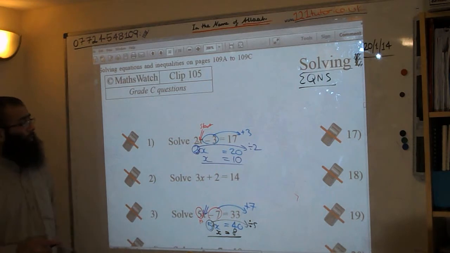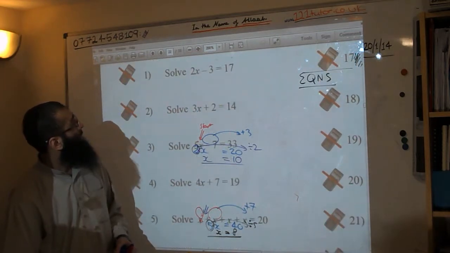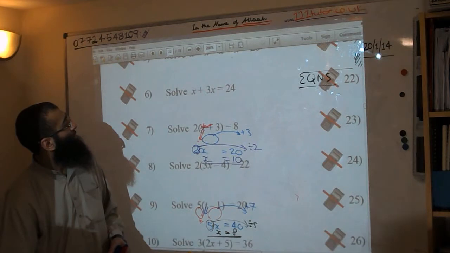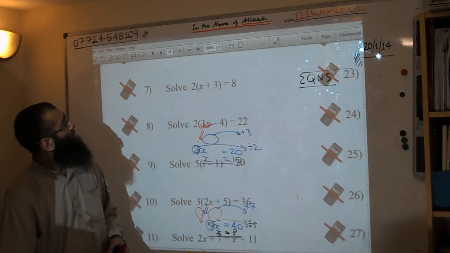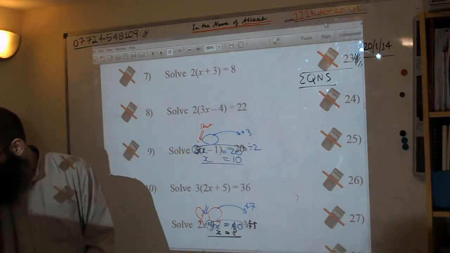That's the first two-step linear ones, and these ones which I missed out are the same. So I'm just going to move the page up a bit. You're going to have to throw out some of those other questions which are similar. Okay, let's have a look at now the bracket questions and see how we go with those.